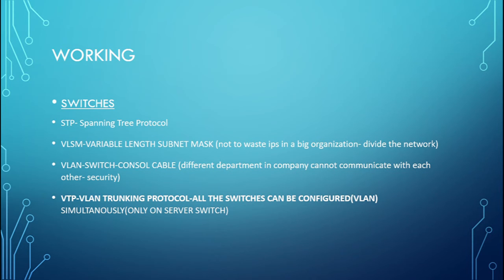So different departments in the company cannot communicate with each other. This is like a security. We have created a loop between different VLANs. Next is VTP, VLAN Trunking Protocol. All the switches can be configured at the same time using VTP. All the three switches can be configured at the same time. This can be done only on the server switch, not on the client switch.